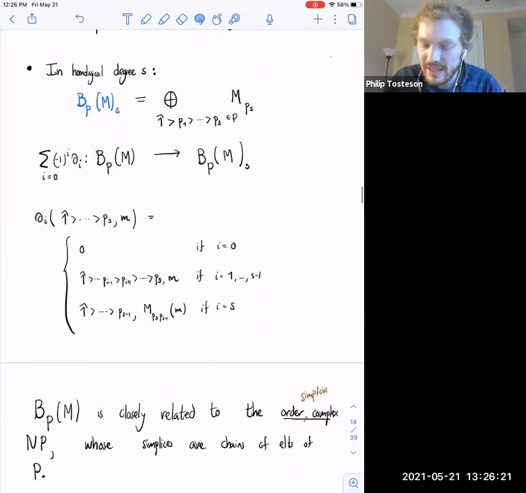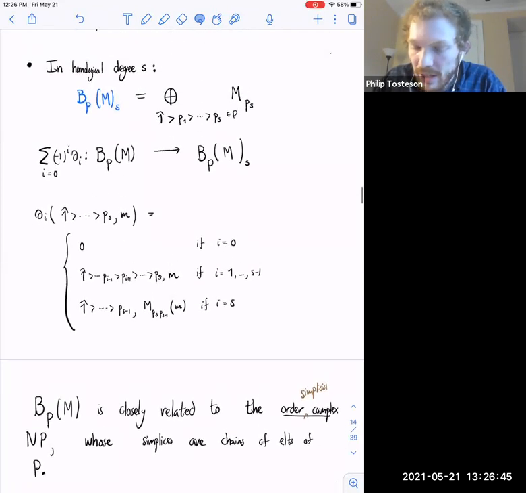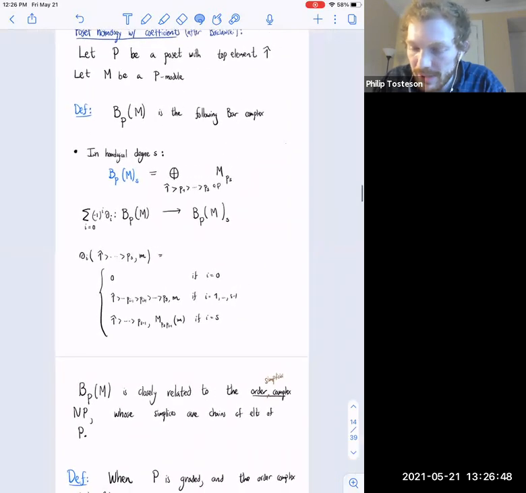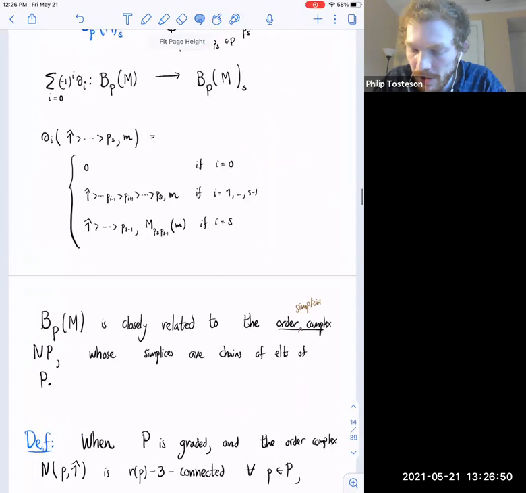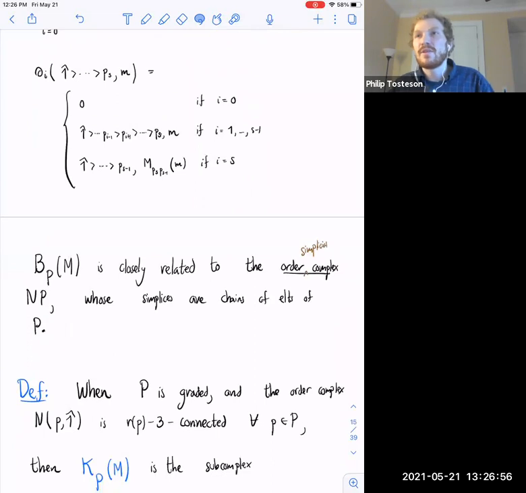And if you know something about order complexes and poset topology, you can see that B_P M is closely related to the order complex, which I'll denote by N(P). I won't define it completely, but it's a complex whose simplices are chains of elements of P. This bar complex always exists if you have a poset with a top element. But when your poset is very combinatorially special, like when it satisfies a certain connectivity condition, then you can replace it by a much smaller chain complex, which is nicer.